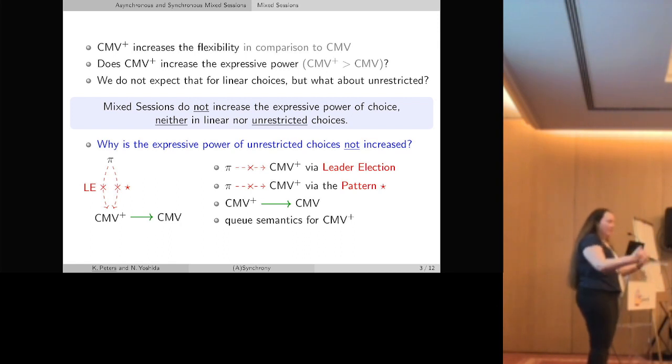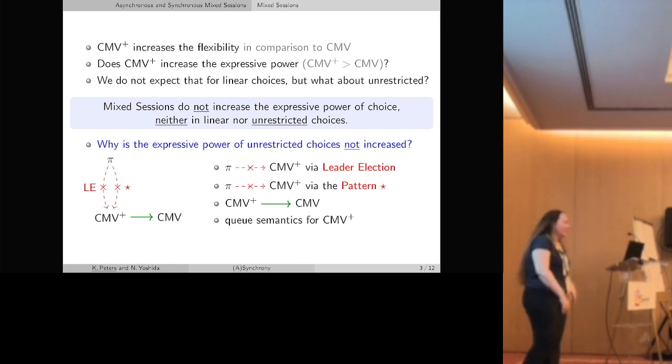But you have to do something. You cannot naively do that, because then, of course, you get into all the trouble that you would expect. Deadlocks and additional behavior and whatnot, right?